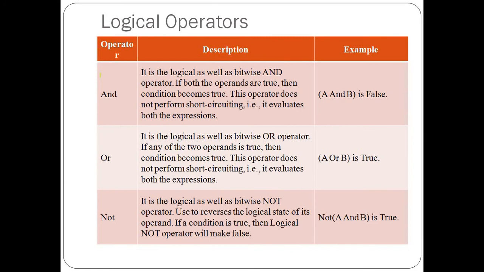The third category we have is logical, and in logical we have got three operators: and, or, and not. The And operator is a logical operator as well as a bitwise and operator. If both the operands are true, then the condition becomes true. This operator does not perform short circuiting, it evaluates both the equations. What it means is, if you are using and, then whatever conditions are given, both must be true. If A is greater than B and if A is greater than C, then A is considered as the largest value, for example.